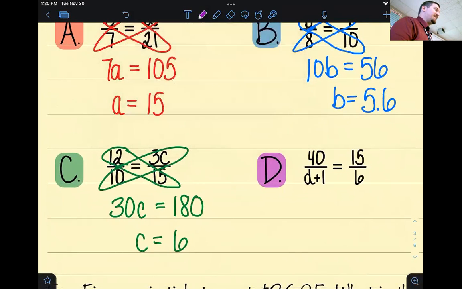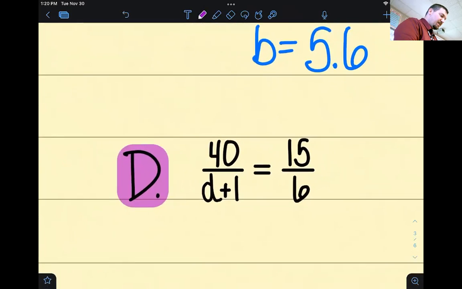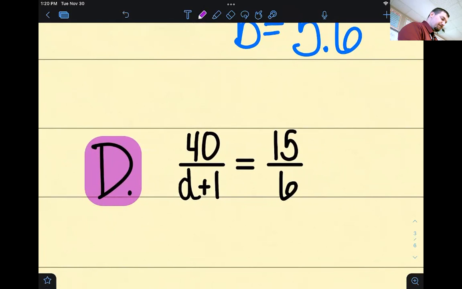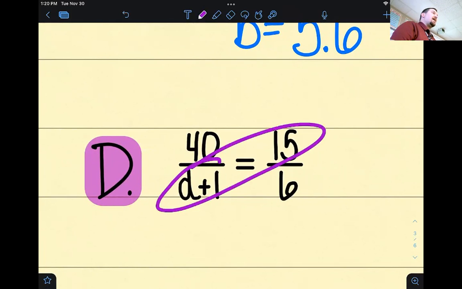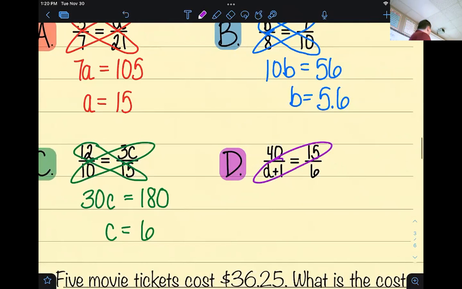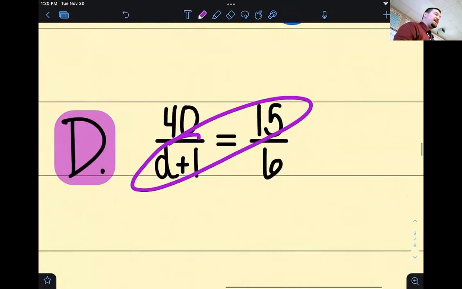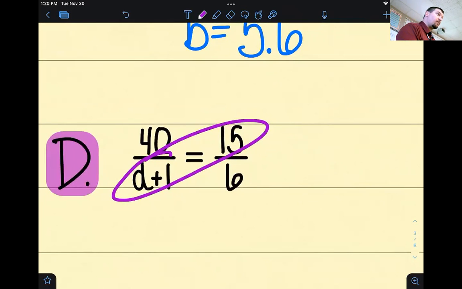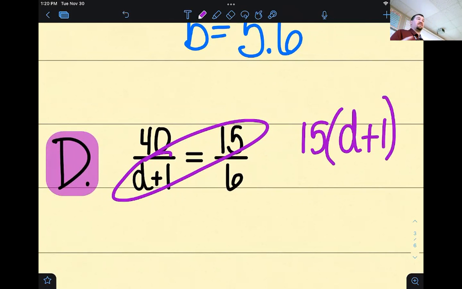And example D. Yeah, we're still going to use cross products for this. Now, here's what I have to do differently here. The 3 was being multiplied to the C. So when I do 3 times C times 10, I can just say 3 times 10 times C is 30C. Here, the 1 is being added to the D. So what we have to think about is we have to assume that when we're multiplying this, the 15 has to be multiplied to the D and the 1, and the D plus 1 was in parentheses.